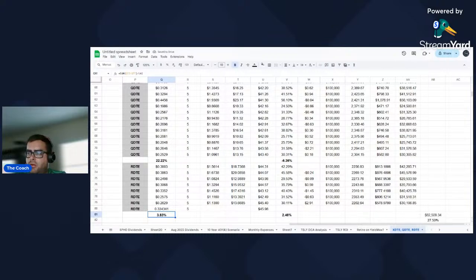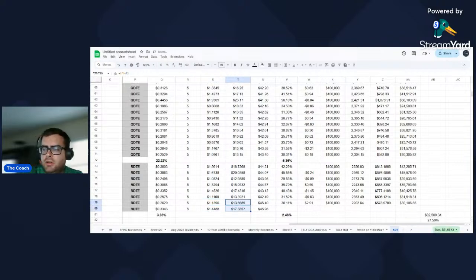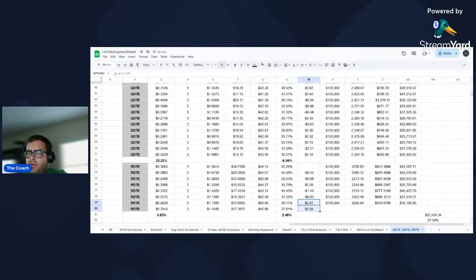Decimal points are important. Yep. Okay, so this, put a dollar sign in front of it, and then go over here. 5 trading days. And then we have, it's going to be $1.45 if we round up, which will be $17.38 annualized, 37.81% dividend return. We went up 58 cents in this one.